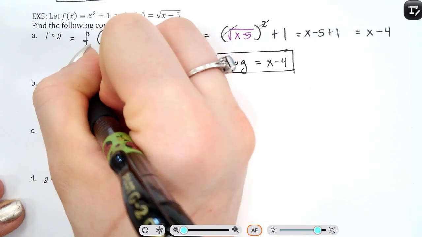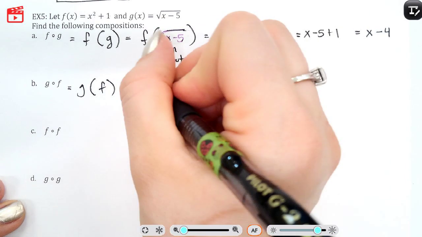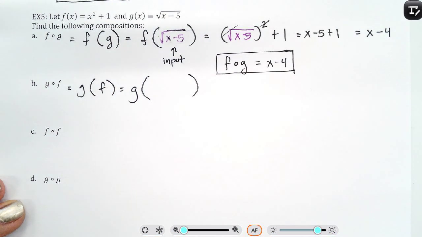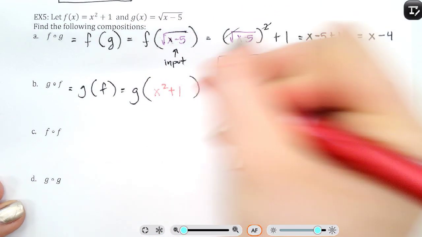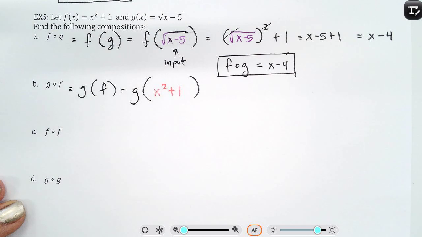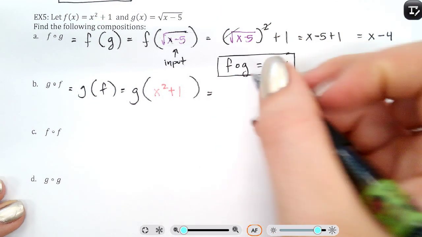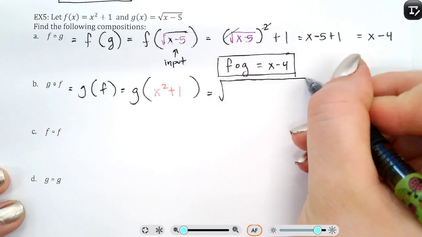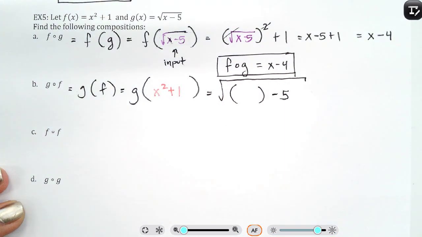All right, g of f. That's going to equal g and input the f value. So g of, what is my x function? F function is, let's go with x squared plus 1. Inputting that into my g function. This is my g function. So I have my input minus 5.